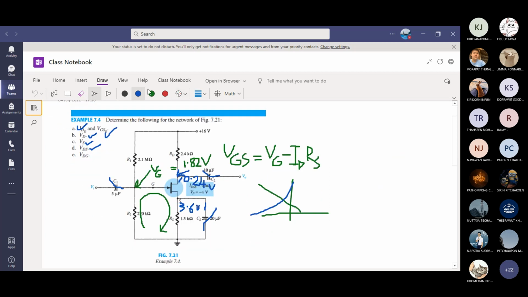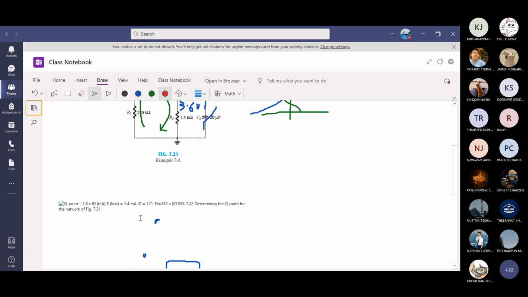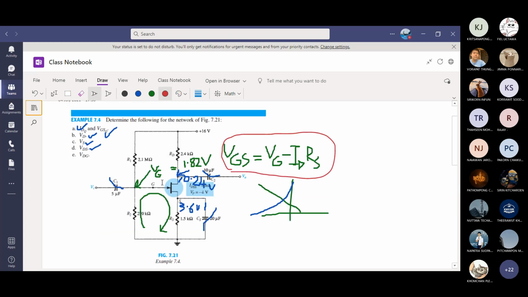For the voltage divider bias, what is the equation? VGS equals VG minus IDRS, right? When ID is 0, VGS equals VG. How are you going to find VG? Voltage divider, 16 times 270K divided by 2.1 meg plus 270K. Whatever that is, it will be your VG.